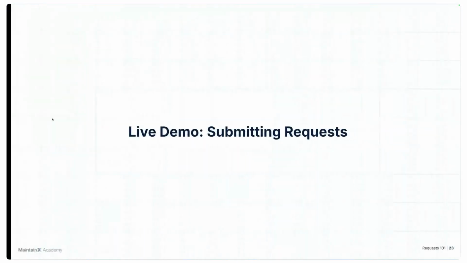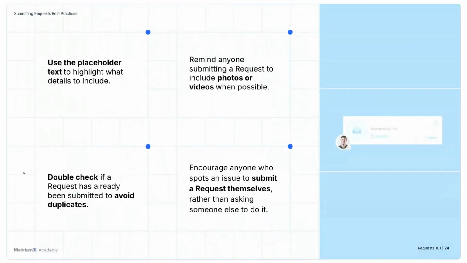So hopping back here now, what are some best practices? And we've learned through some of my mistakes and some of my successes. First thing, use the placeholder text to highlight what details to include. It's incredibly important to let people know, I want to know the location. I want to know when you noticed this. I want to know what the effect of it was. Put that information in there.